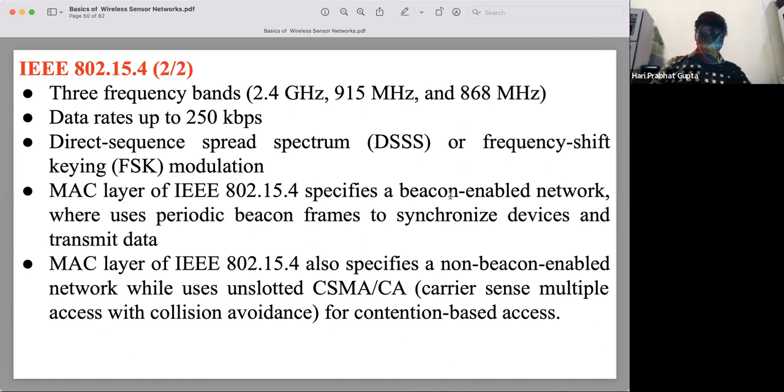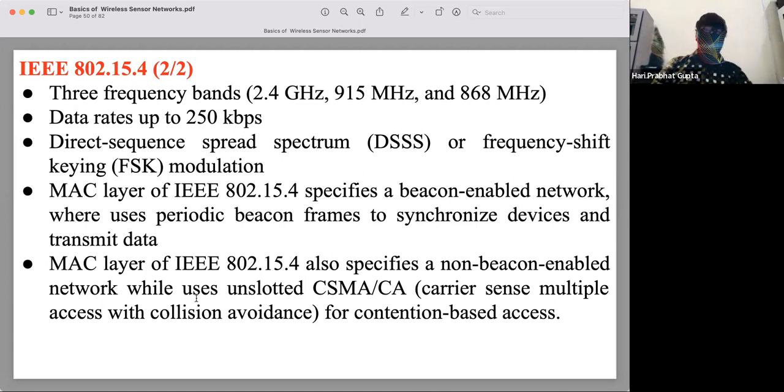And this is a beacon-enabled network. That means they support both beacon-enabled and non-beacon-enabled modes with 15.4. In a beacon-enabled network, beacon frames are sent periodically to synchronize the devices and the transmission of data. That means periodically you can ping, whether you are alive or not, and you receive data in a fixed period of time.